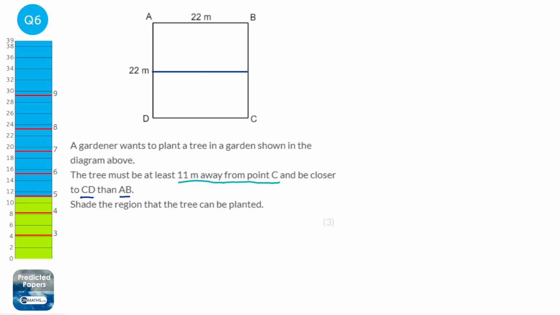So we get our compass out and measure 11 centimeters, or whatever the scale we're using in this diagram is, and we draw a quarter circle from C. And it says shade the region that it can be planted. So this is the region that represents closer to line CD than AB, but also not within 11 meters of point C.